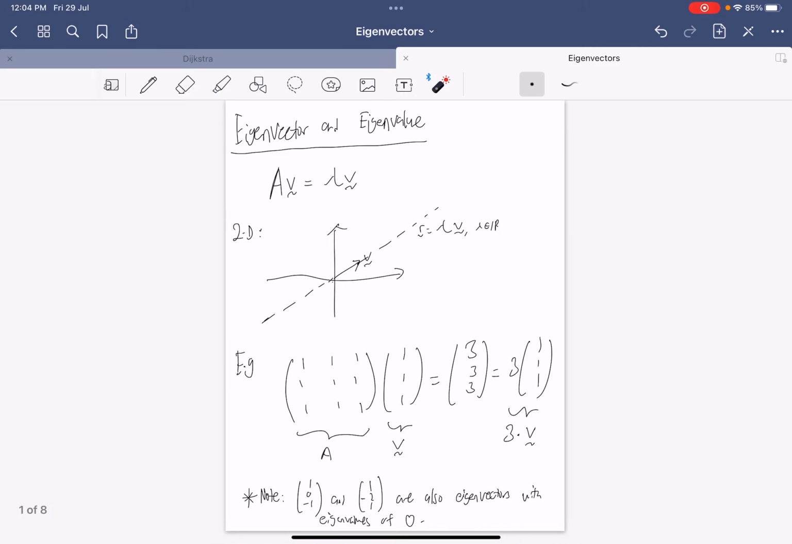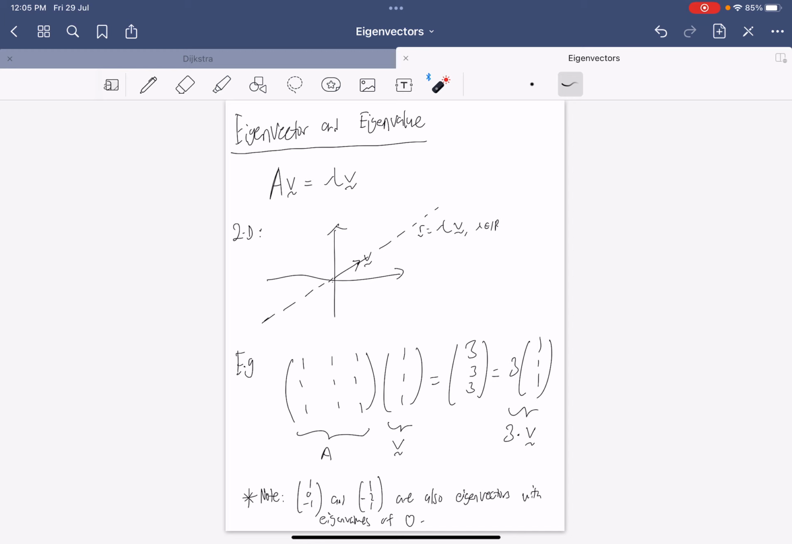Hi, in today's video, I'll be giving a short introduction on eigenvectors and eigenvalues, and then how we can do a step-by-step procedure on how to solve for them. So let's begin by giving an idea of what an eigenvector is. An eigenvector is a vector that is non-zero and satisfies the following equation over here.